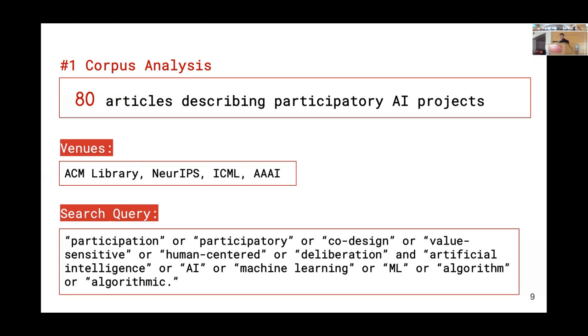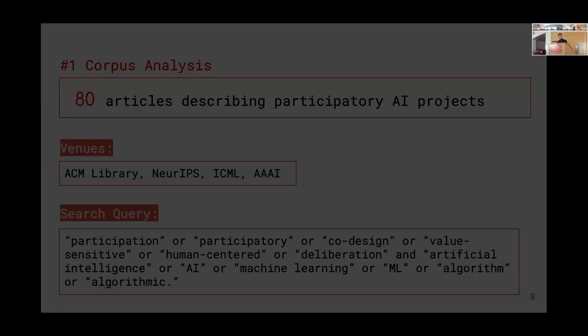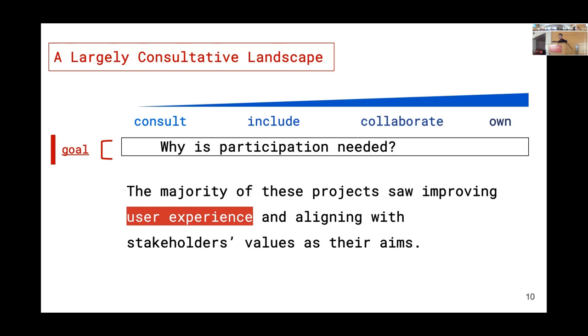First, we analyzed 80 research articles in which authors report making use of participatory methods for AI design. To develop our corpus, we identified articles for inclusion from popular AI and computer science venues based on the search terms related to participation in AI. You can read the paper for more details on our methods. From our analysis of the corpus, we found that participation remains largely consultative.